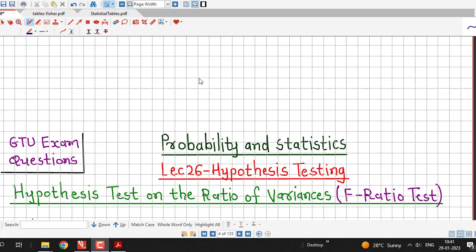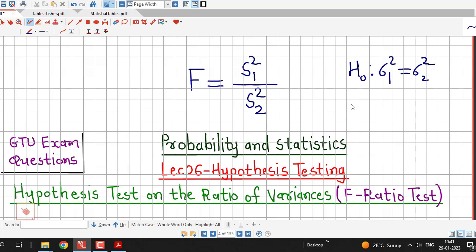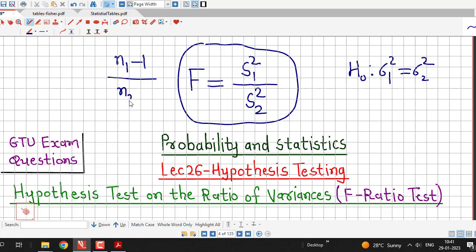And we recall that the test statistic for this type of F ratio test is nothing but capital F equal to S1 square over S2 square with the assumption that null hypothesis is correct. We assume that two population variances are equal, and under that assumption this ratio follows an F distribution with n1 minus 1 degrees of freedom in the numerator and n2 minus 1 degrees of freedom in the denominator, where n1 and n2 are the sample sizes.